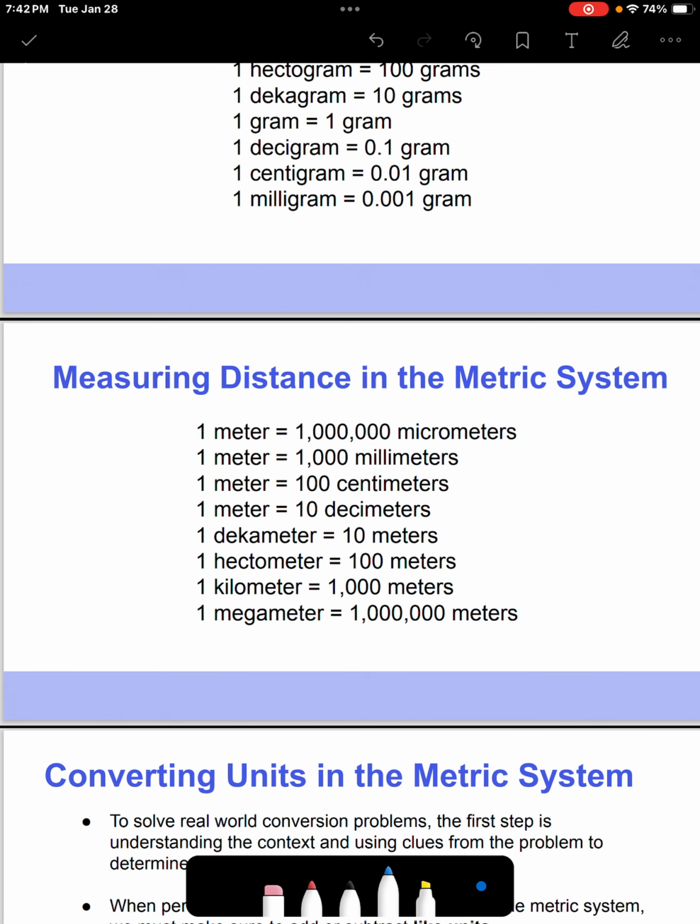Measuring distance. 1 meter is 1 million micrometers. 1 meter is 10 decimeters. So you might want to remember these conversions. It kind of helps. These are your base units.